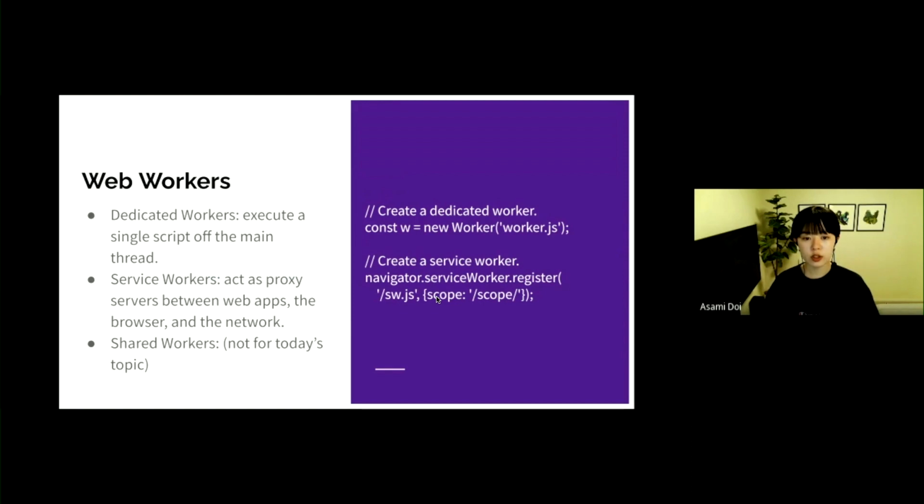Service workers essentially act as proxy servers between web applications, the browser, and the network. They intercept network requests coming from pages and other workers. The scope can select which pages and workers should be controlled by the service worker, and it's specified when a service worker is registered.